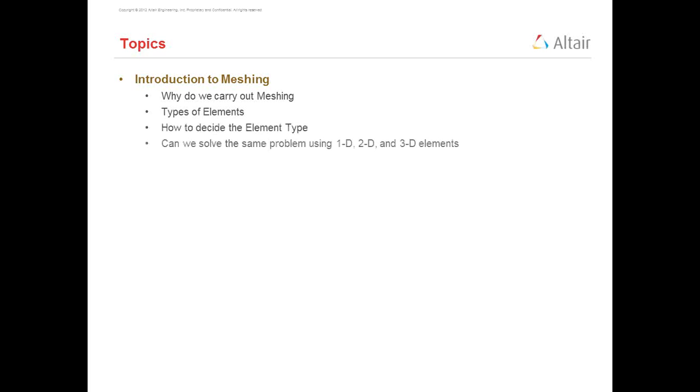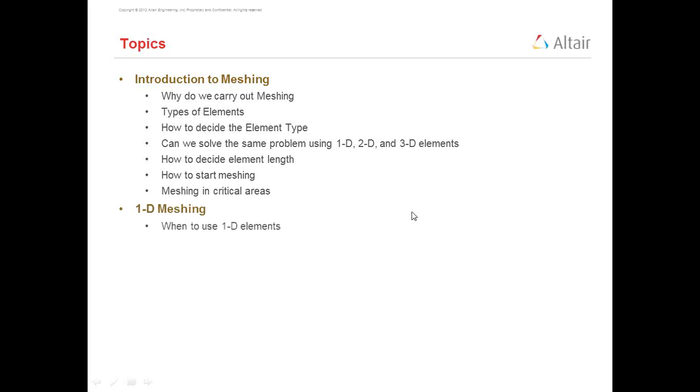The topics for today's training session are, first, introduction to meshing, where the topics will be why do we carry out meshing, types of element, how to decide the element type for a particular model, can we solve the same problem using 1D, 2D and 3D elements, how to decide element length, how to start meshing, meshing in critical areas, then 1D meshing, when to use 1D elements, types of 1D element, then theory of 2D meshing.